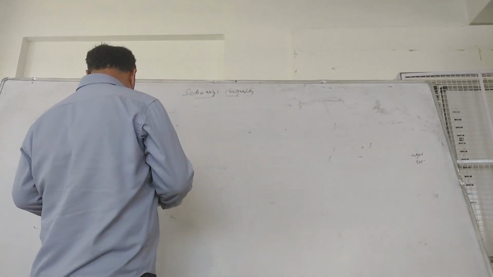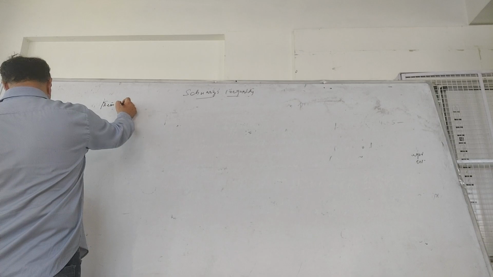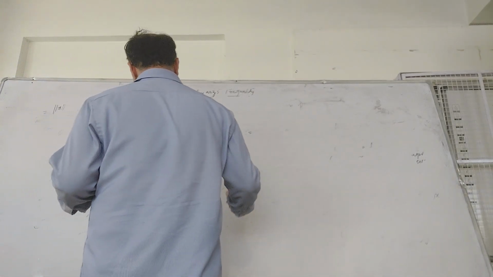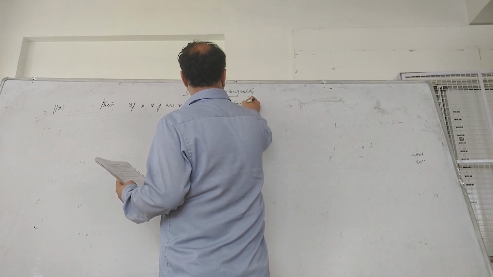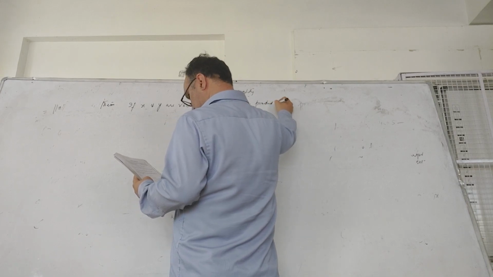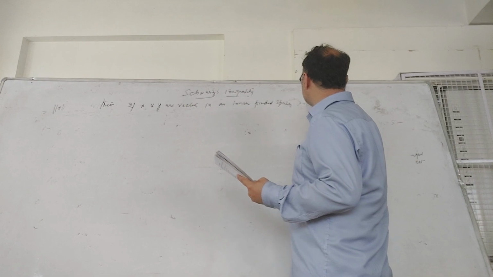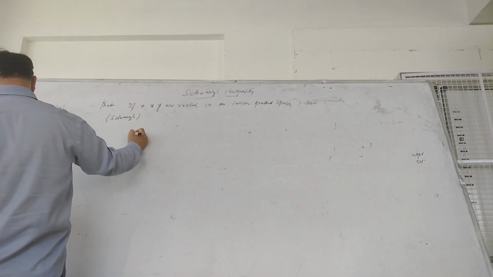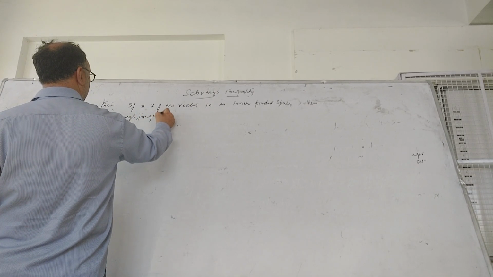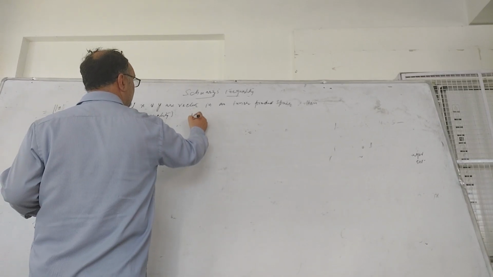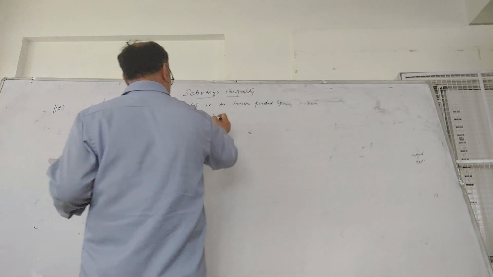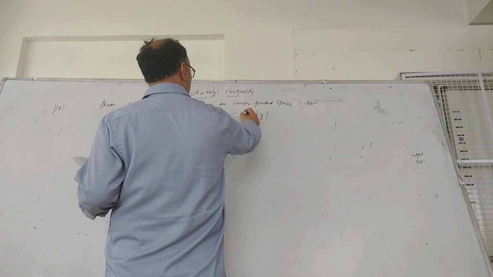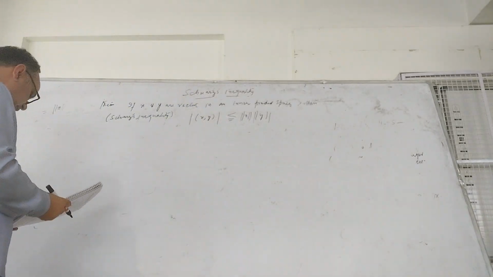To begin with, the theorem says that if x and y are vectors in an inner product space, then Schwarz's inequality says that the modulus of the inner product of x and y is less than or equal to the modulus of x times the modulus of y. So this is Schwarz's inequality.